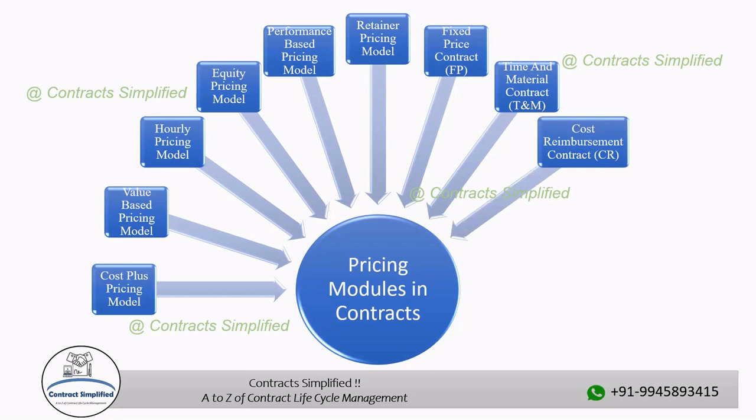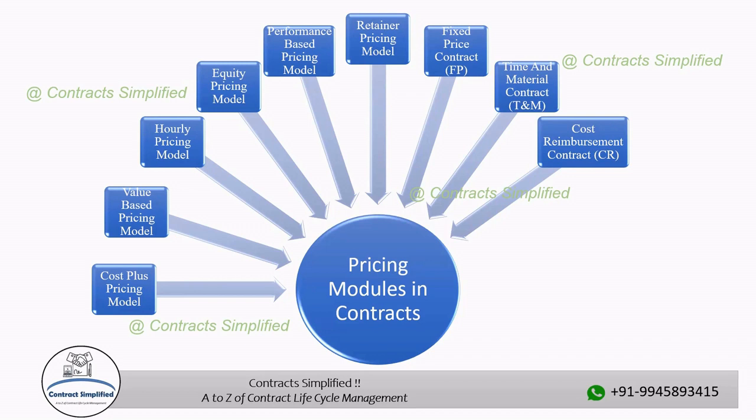Moving next, we have cost reimbursement contract. Cost reimbursement contract is a type of contractual agreement commonly used in government contracting and in certain industries where the scope of work, cost, and risk involved are uncertain or difficult to estimate accurately. This type of contract allows for reimbursement of the contractor's allowable cost within certain limits, along with an additional fee or profit margin.